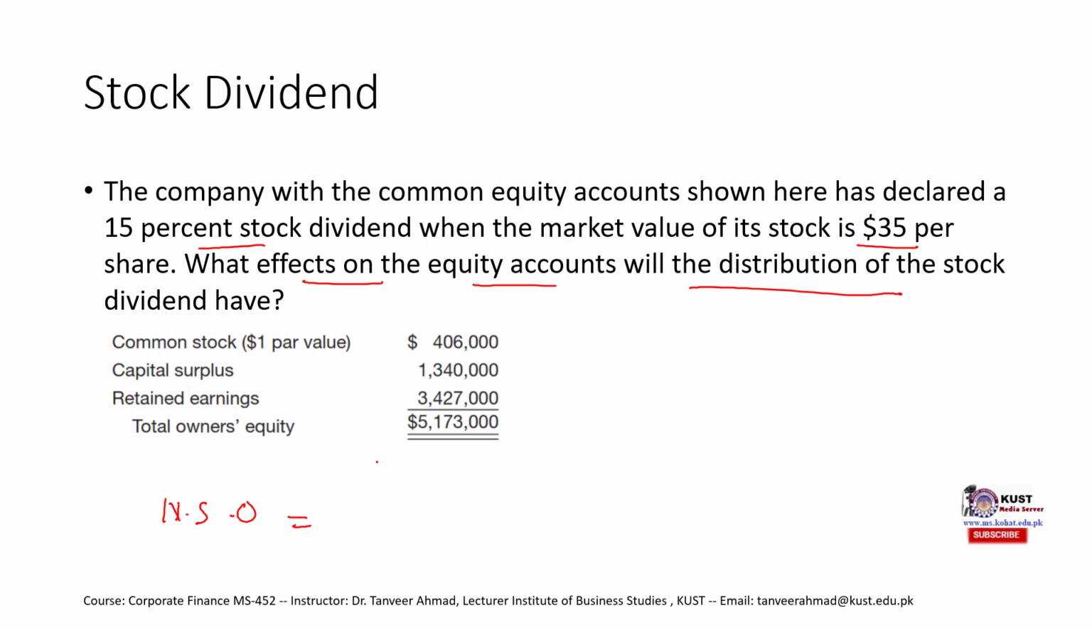So how do we know how many shares previously we had? If the par value was 1 and the total amount was 406,000, then that means there were 406,000 shares. So 406,000, and we need to multiply it by 1.15, that is the amount of stock dividend. We would have 466,900.